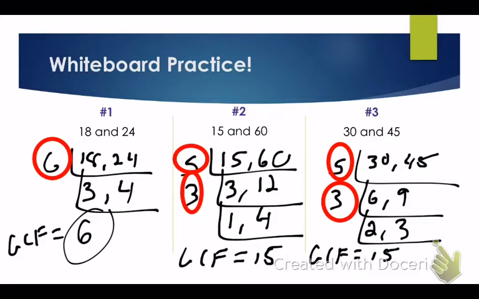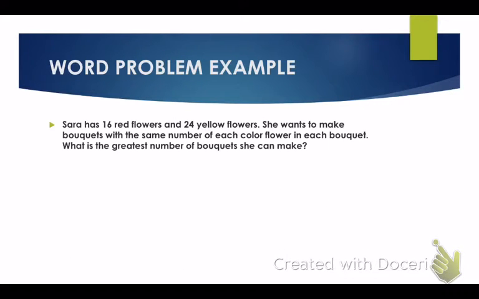All right, ladies and gentlemen, one last thing before I'm done. There's a word problem. We talked about this word problem in the beginning of the video. It says, Sarah has 16 red flowers and 24 yellow flowers. She wants to make bouquets with the same number of each color flower in each bouquet. What is the greatest number of bouquets she can make? Now, listen, I told you, greatest number. That is an indication that you're going to find the greatest common factor. Seriously, I'll circle it like 20 times.